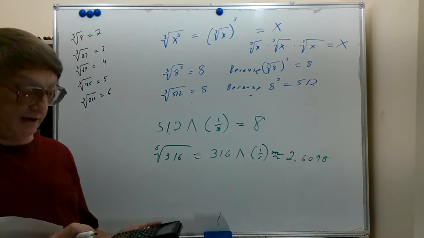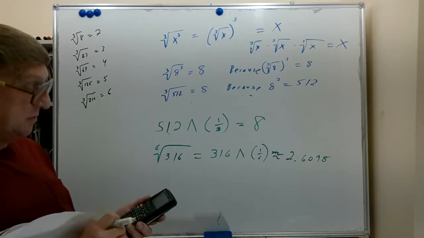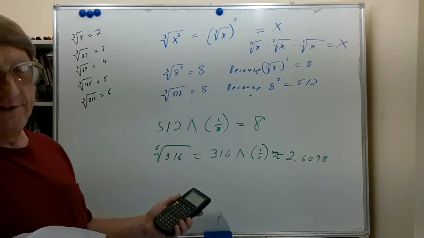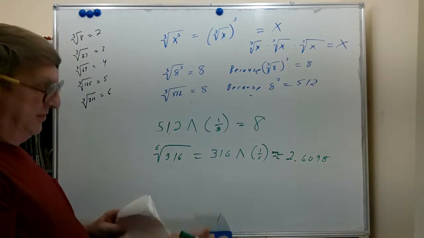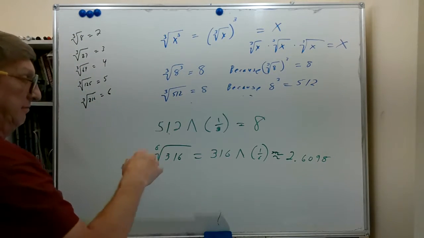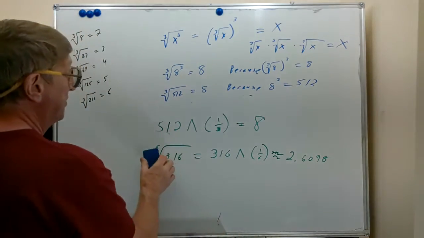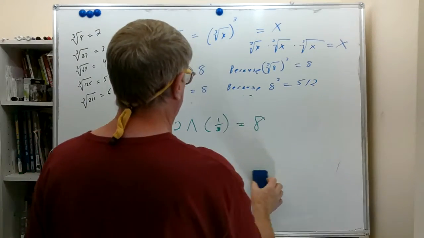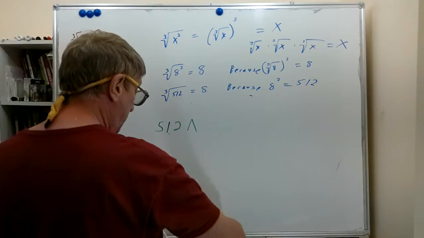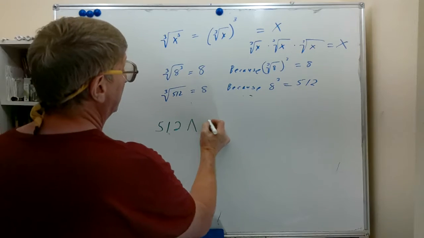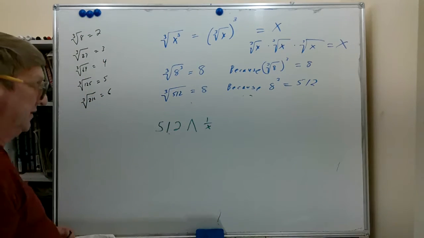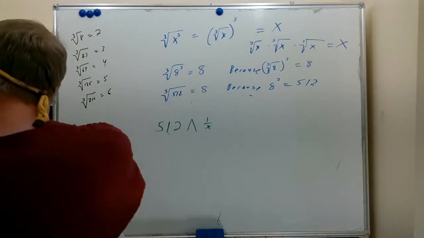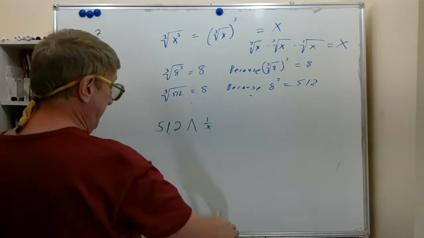Now I'm going to take my calculator and raise that back to 6. It should take me right back to 316, and it does. So there's a way you can get roots that are not on your calculator. Depending on your calculator, you might have a 1 over x key, and you'd use that and just put the desired root in there. This particular calculator doesn't have that key, but yours may.